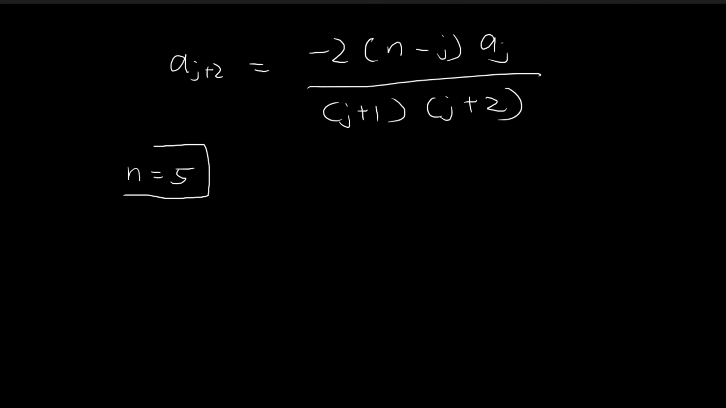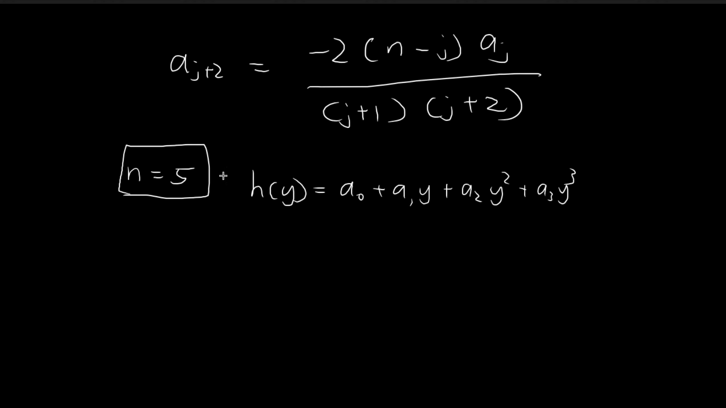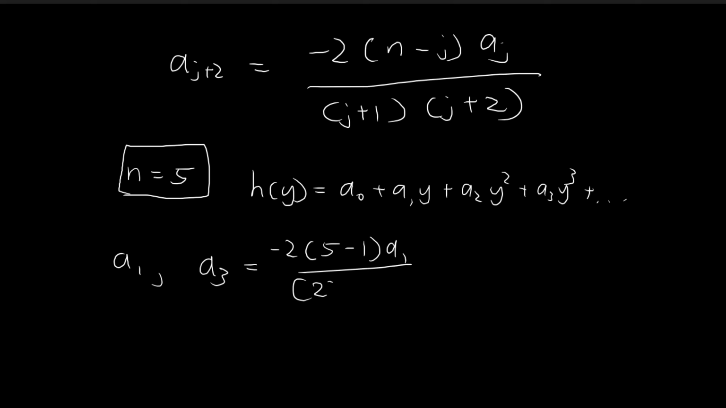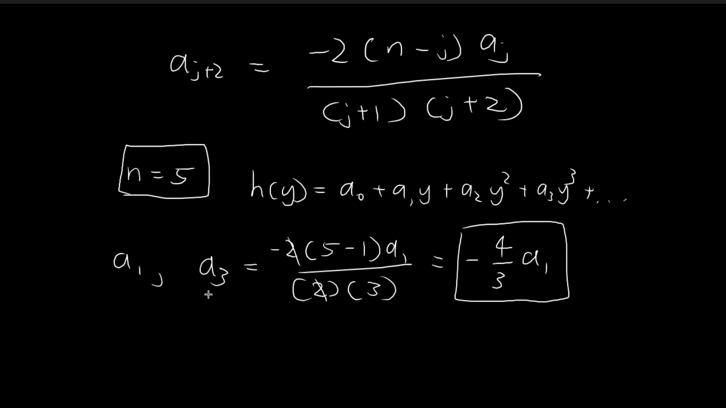So let's start with the first case where n is equal to 5. Right now we're going to set our sights on finding what h of y should be for the case where n is equal to 5. So I'm choosing the recursion formula to stop when j reaches 5. I'm going to start off with some constant a1. I don't know what a1 should be yet, but for any value of a1, I'm able to deduce what a3 should be because of this recursion formula. I can just substitute j equal to 1. n in this case I've chosen to be equal to 5, and then j starts off at 1, times a1, and then for the denominator I get 1 plus 1, so it's equal to 2, and then 1 plus 2, that's equal to 3. So these cancel out, and for the numerator I get negative 4 divided by 3, times a1. So this is the relationship between a3 and a1.